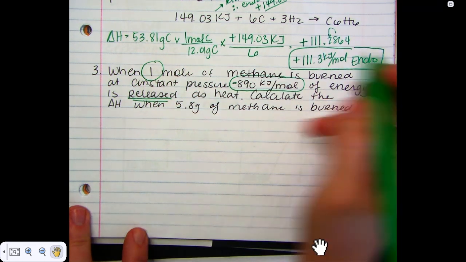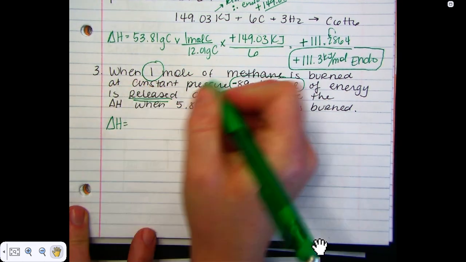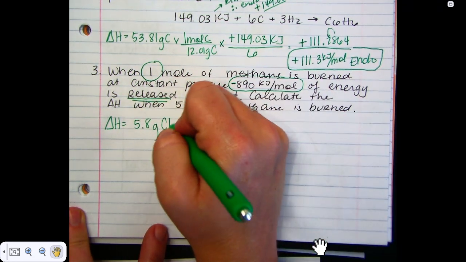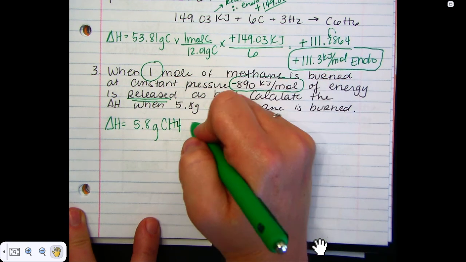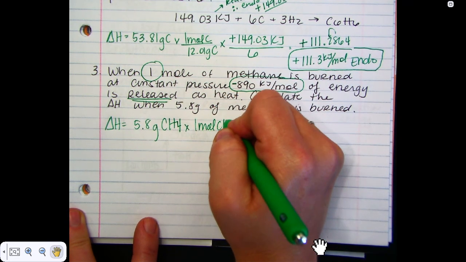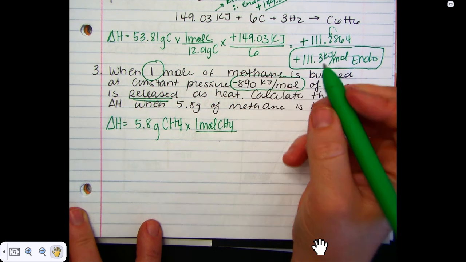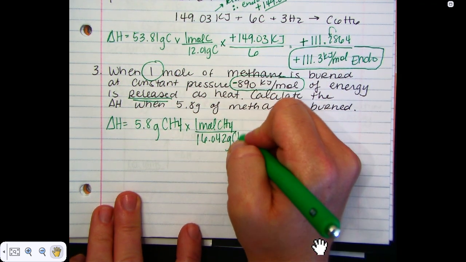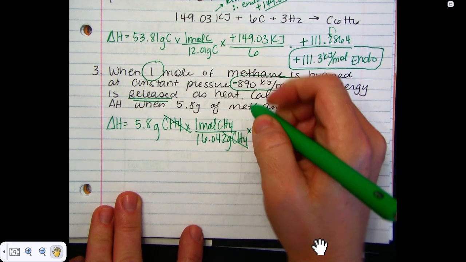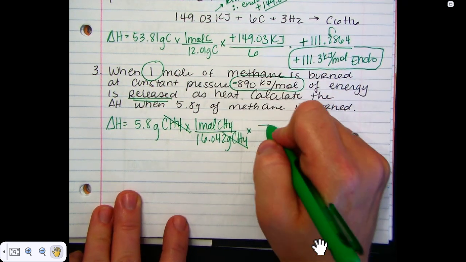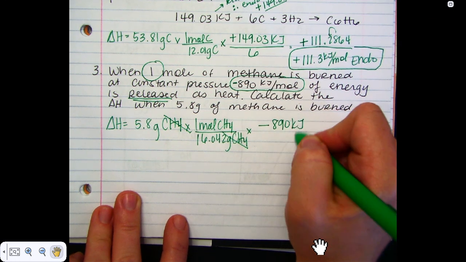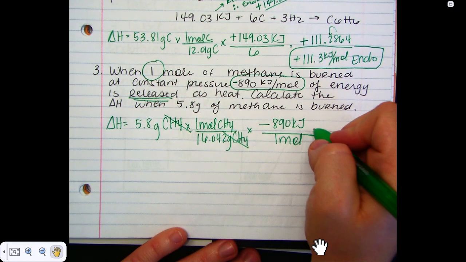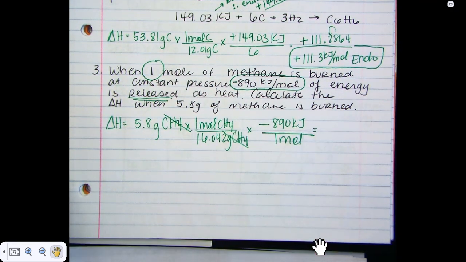So delta H is equal to 5.8 grams of methane. Well, methane is CH4, times 1 mole CH4 over, and then we need the molar mass of methane, which is 16.042 grams CH4, times my heat term, which we said was negative 890 kilojoules because it was released per 1 mole, or 1 as our coefficient, equals.